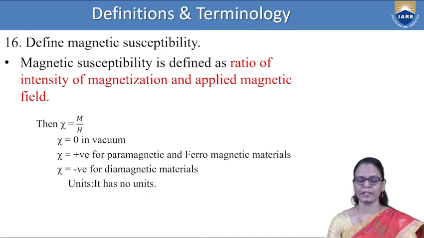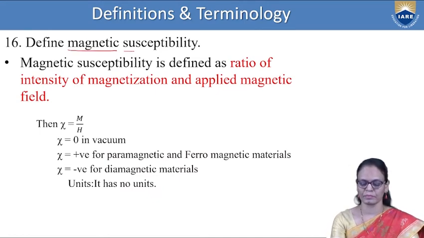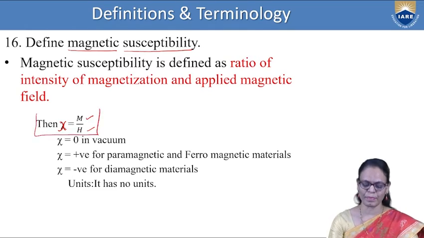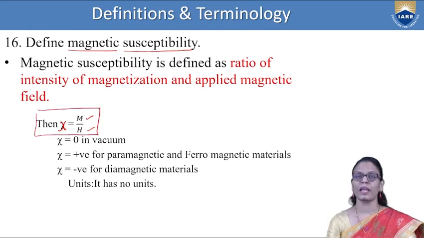Next, what is magnetic susceptibility? Magnetic susceptibility is defined as the ratio of intensity of magnetization and the applied magnetic field. It is denoted by chi. So, chi is equal to M upon H. M denotes the intensity of magnetization, and H here represents the applied magnetic field. So, susceptibility is given by M upon H.